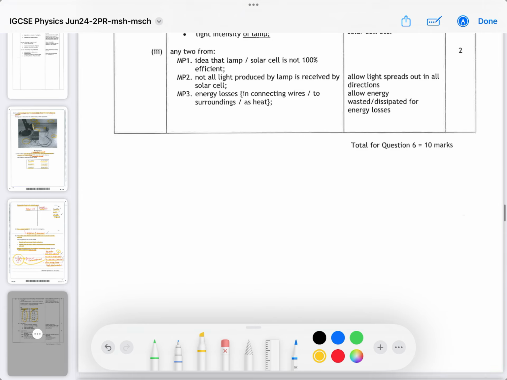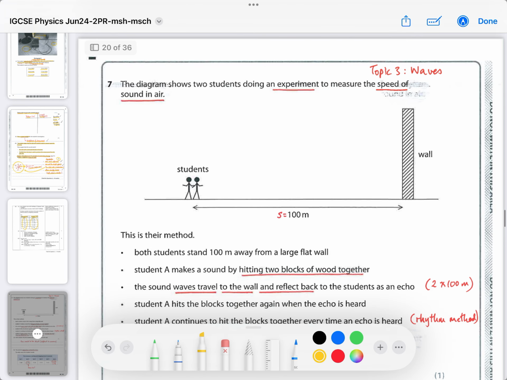And that's the question done. Question 7 is from the topic on waves. And waves, it's in paper 2. Sound is more of a topic for paper 2; it's not really covered in paper 1, except that you know that sound can be reflected and refracted.